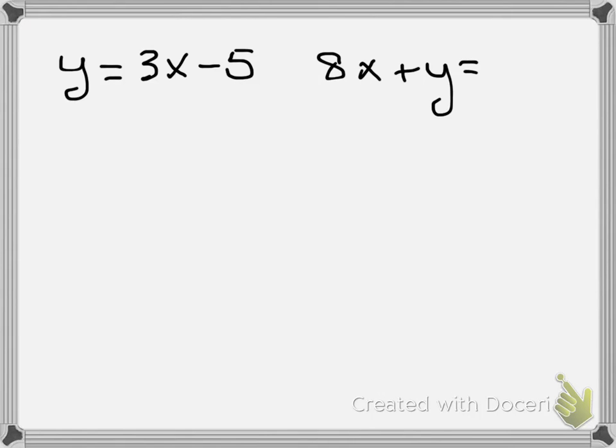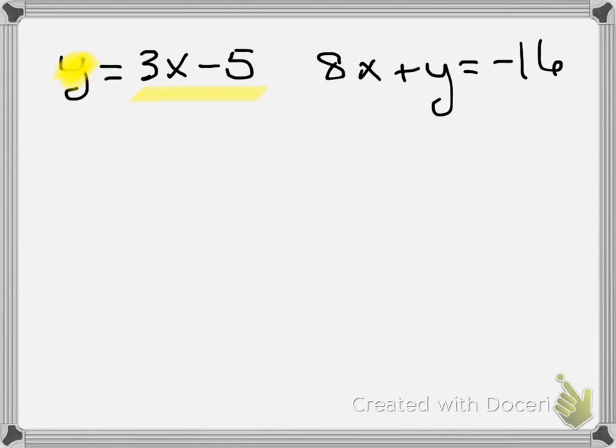Your first equation is y is equal to 3x minus 5. And your second equation is 8x plus y is equal to negative 16. When we're solving systems of equations by substitution, we look for an equation that is solved for a variable. In this case, y is already solved: y is equal to 3x minus 5. If we already have one of our equations solved for a variable, meaning x or y is isolated, we can jump to step 2.